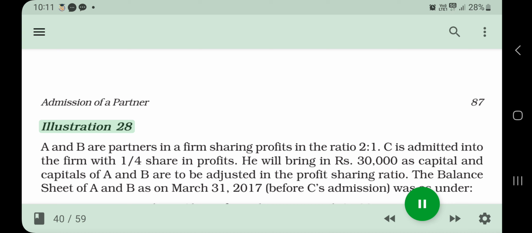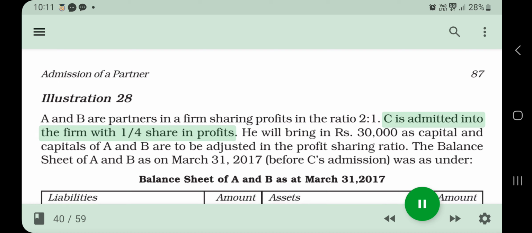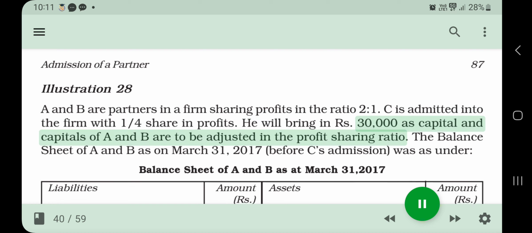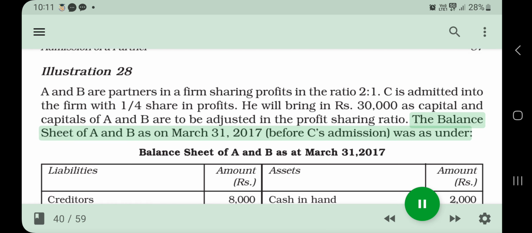Illustration 28. A and B are partners in a firm sharing profits in the ratio 2:1. C is admitted into the firm with 1/4 share in profits. He will bring in Rs. 30,000 as capital and capitals of A and B are to be adjusted in the profit sharing ratio. The balance sheet of A and B as on March 31, 2017, before C's admission, was as under.